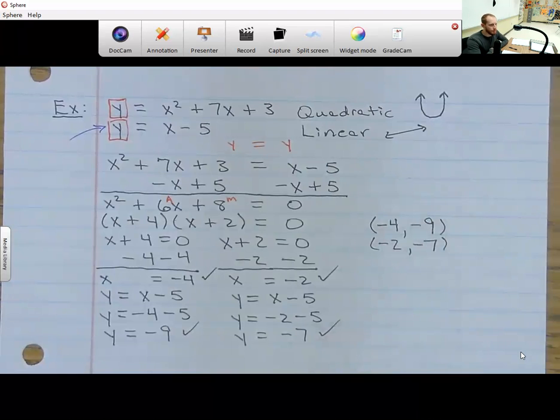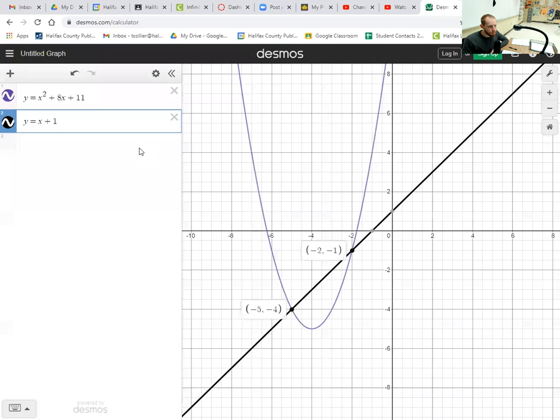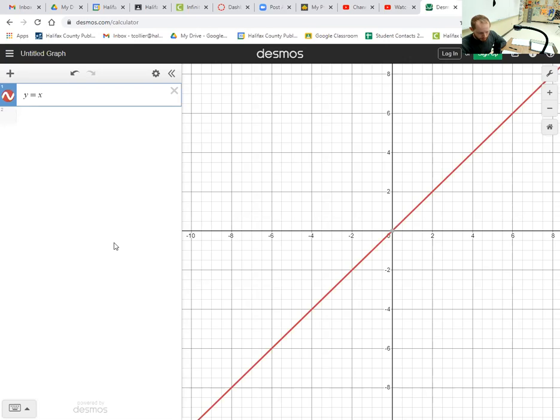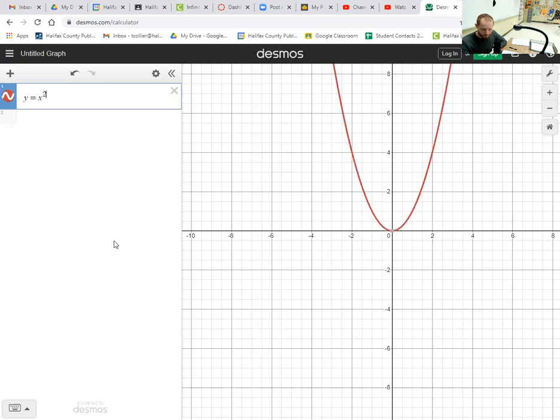Okay. So basically all I'm doing is I'm getting everything to one side, I'm factoring, and I should get two equations that I can solve for x with. So now let's go ahead and look at the graphs. We're going to look at Desmos, and we're going to see what the two solutions are going to look like. So I plug in the top equation, that's the quadratic. I'm going to get y equals x squared plus 7x plus 3.